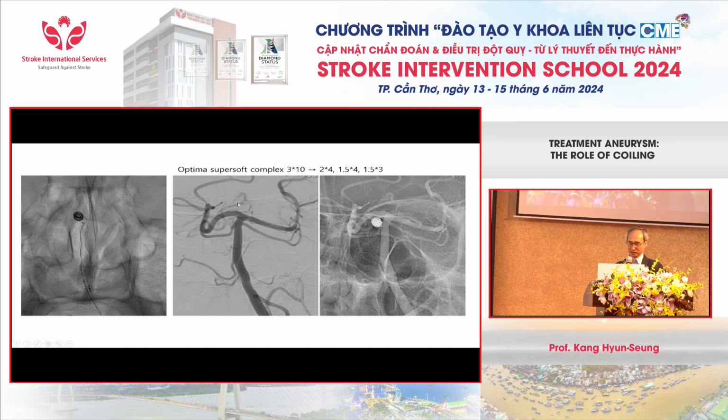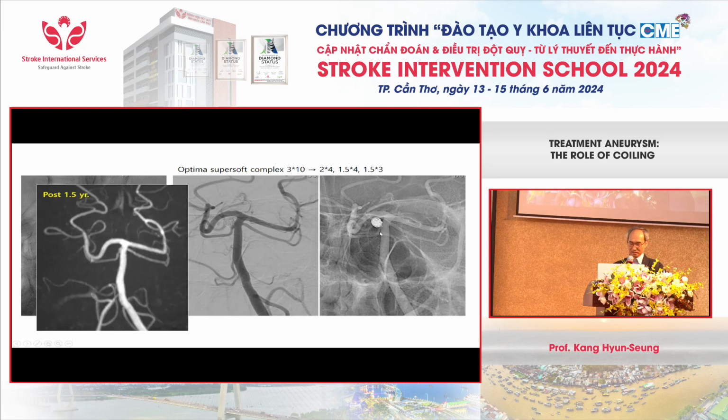So we additionally introduced 2x4, 1.2x4, and 1.5x3 coils, and we achieved this result. We occluded the aneurysm and preserved the superior cerebellar artery here. This is 1.5 years after the treatment, and we still have very stable occlusion and very well preserved branches.